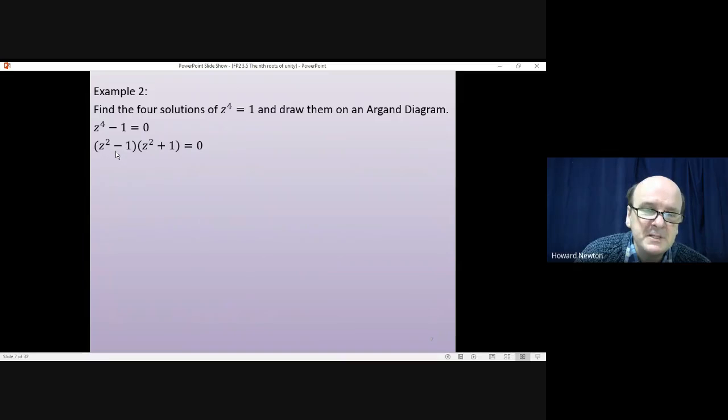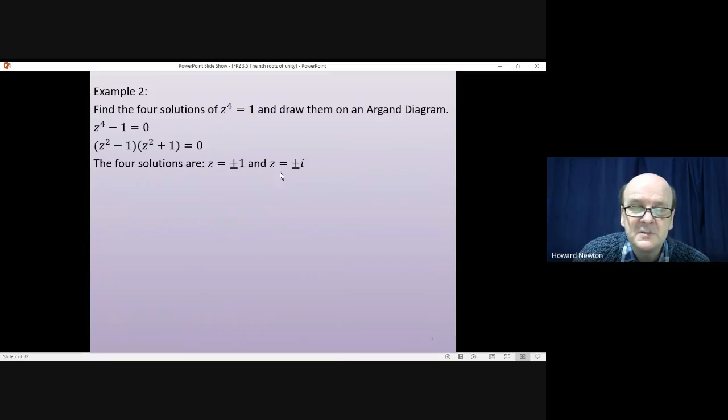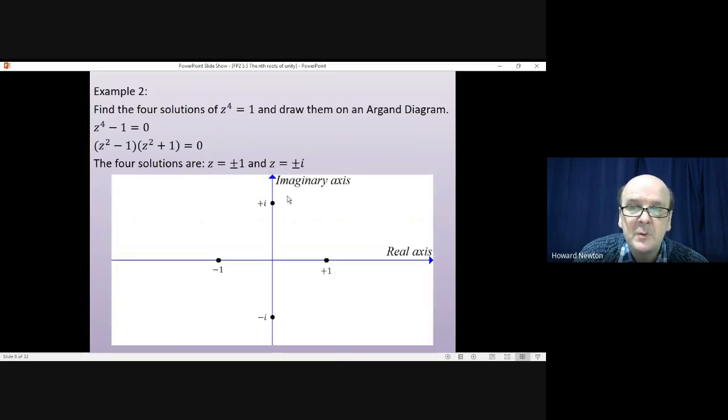So if z squared minus 1 is 0, that means z squared equals 1, which gives us z equals plus or minus 1. And if z squared plus 1 equals 0, that'll give us z squared equals minus 1, which gives us the two complex solutions, z equals plus or minus i. So those are the four solutions, plus or minus 1, plus or minus i. And if we were to draw those on an Argand diagram, that's what you get. Plus and minus 1 on the real axis, and plus i and minus i on the imaginary axis.